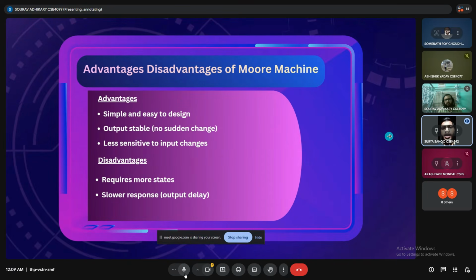Where we discuss the advantages and disadvantages of the Moore machine. The advantages are that it is simple and easy to design, and output is stable, so no sudden changes and less sensitivity to input changes. The disadvantages are that it requires more states, slower response, and output delay. So next slide.